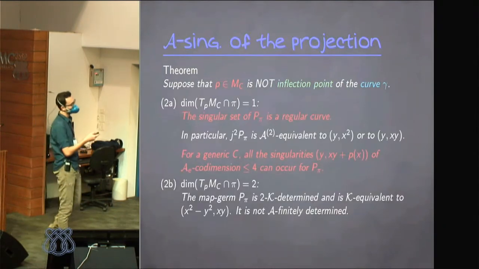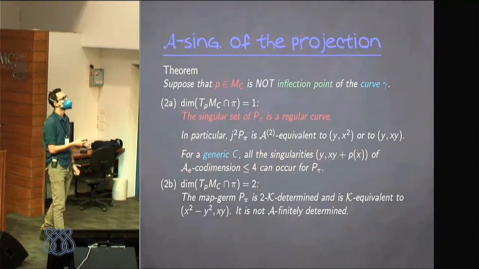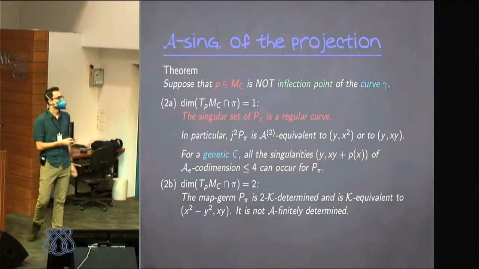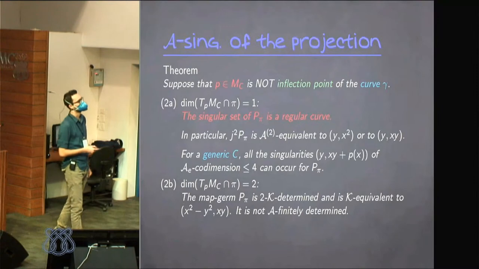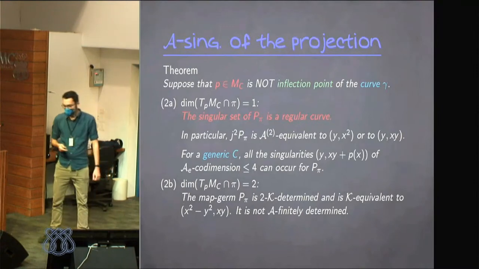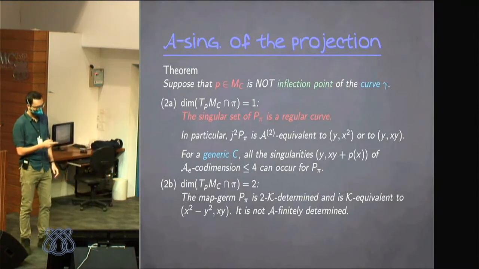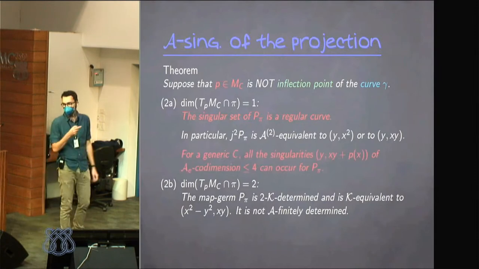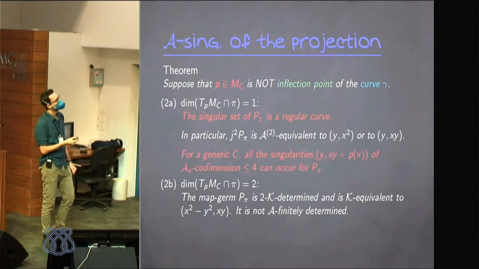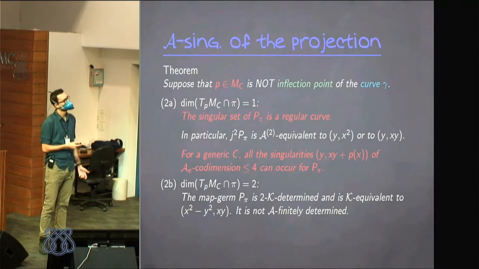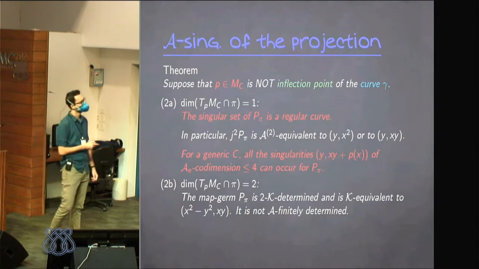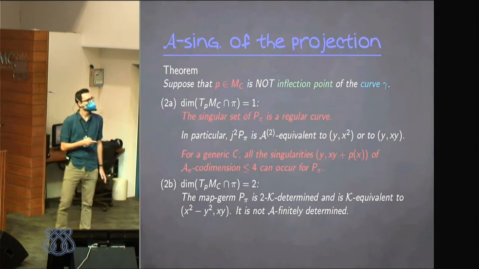And then the other case here, the dimension is 2. The map germ is K-equivalent in this case, but this case is not the maximum. But we would like to see more carefully about this case. For one generic curve, all the singularities in that case can occur in our projection. So, let me look more carefully at this case.